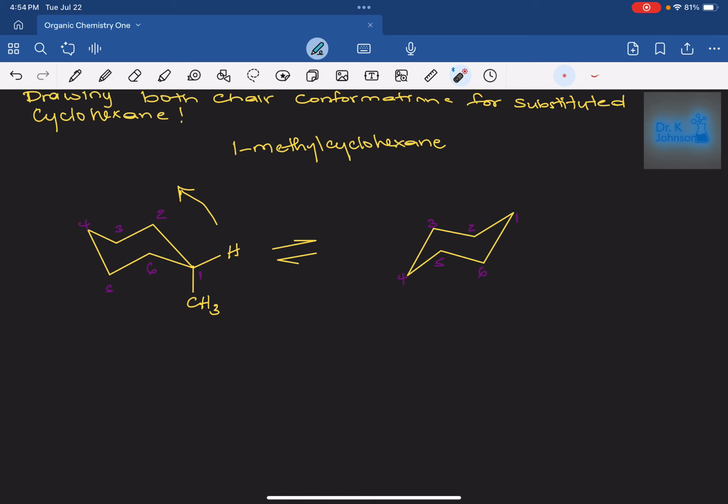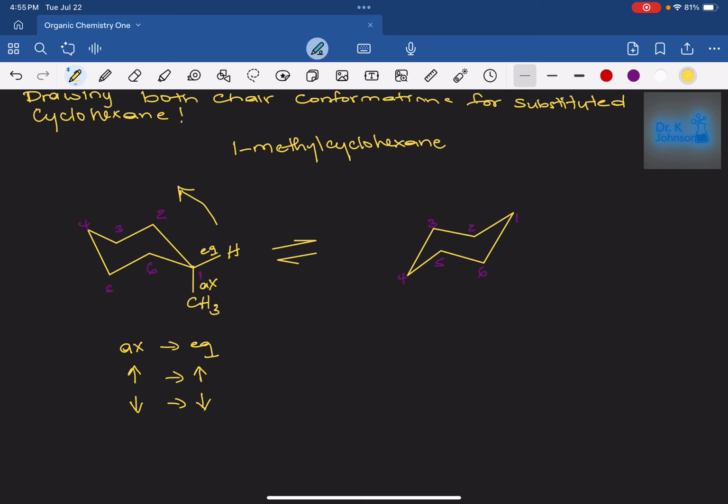Let's talk about what happens to these bonds. Something to remember: when the chair rotates, your axial bonds become equatorial and vice versa. If it's up, it will stay up when the chair rotates. If it's down, it will stay down when the chair rotates. So let's look at what we have. Your CH3 is in the axial down position. This hydrogen right here is in the equatorial position, equatorial up.